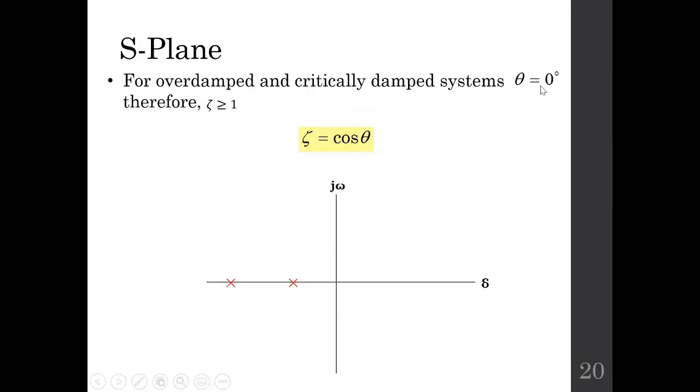Thirdly, if theta equals 0 degrees, it means that you will always get zeta greater than or equal to 1 and your poles will lie on the negative real axis, and your system will either be an overdamped system or a critically damped system.